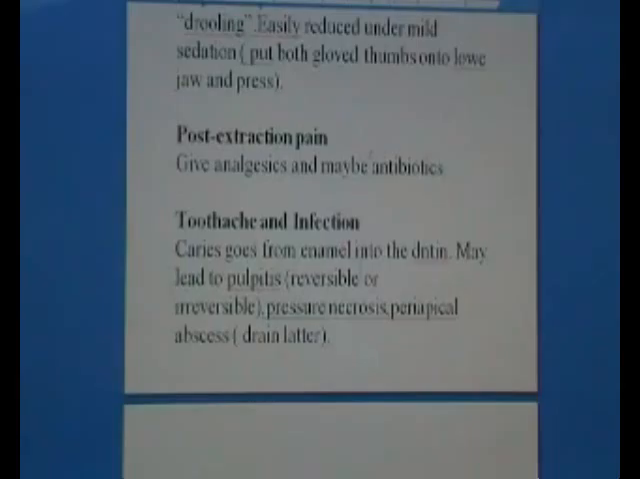Now this is because the caries goes down from the enamel into the dentine, that's an E there.